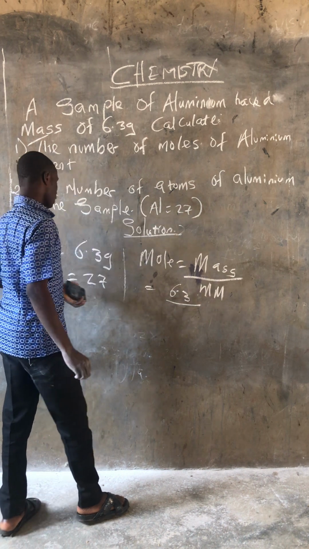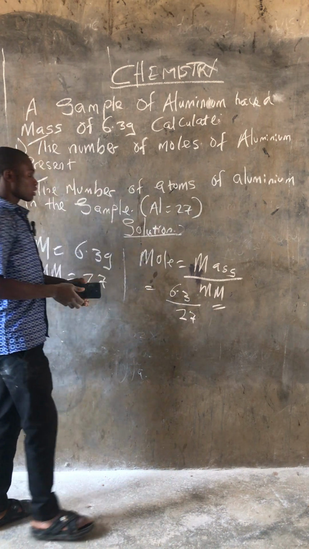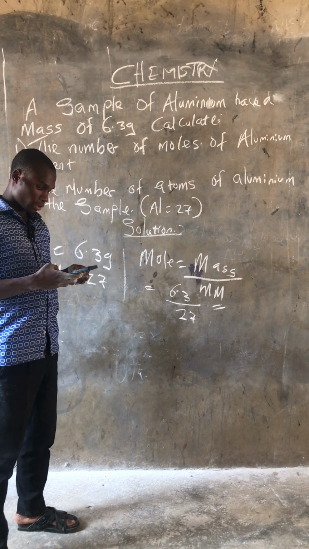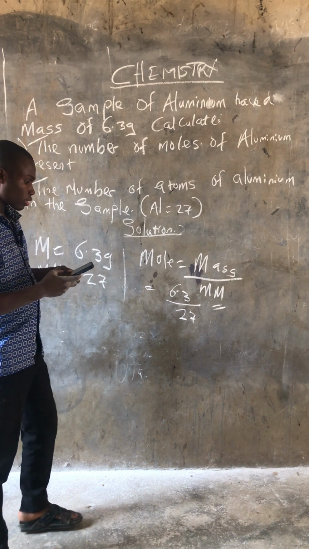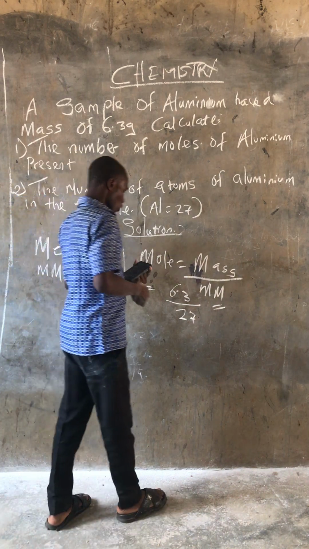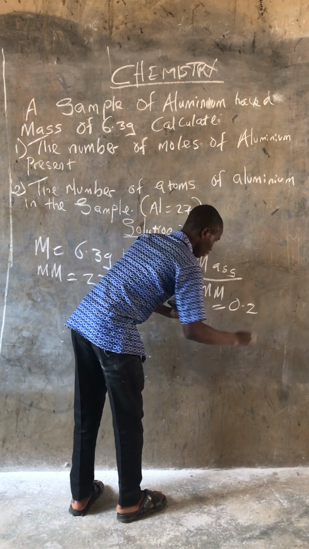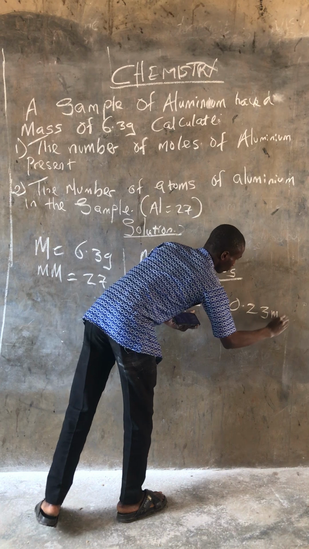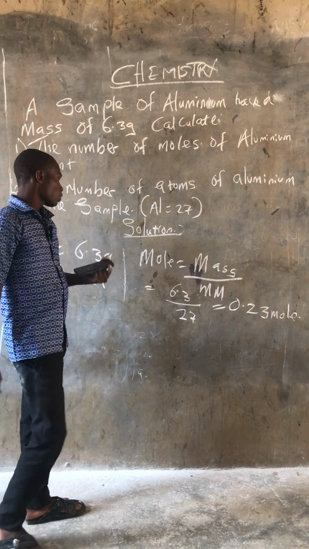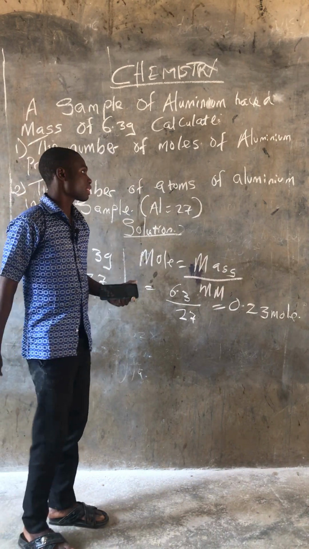6.3, and the molar mass, which is 27. So 6.3 divided by 27 is what? 6.3 divided by 27 is 0.23 mole. That's the first question. Now the next question, the number of atoms of aluminum present.